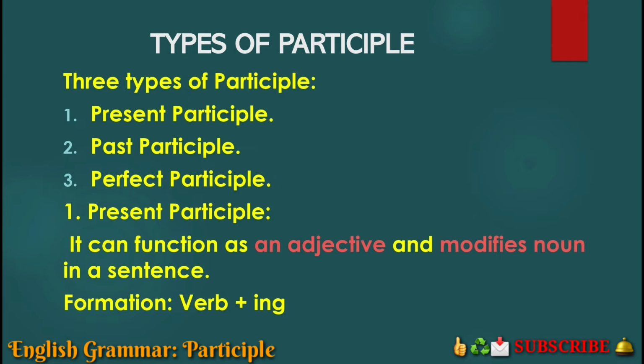Okay, students, and what do you mean by adjective? A word which modifies a noun is known as an adjective. So here the present participle functions as an adjective and modifies a noun in a sentence. Then how will you form a present participle? If you want to form a present participle, you need to add ing to a verb. So verb plus ing makes the present participle.